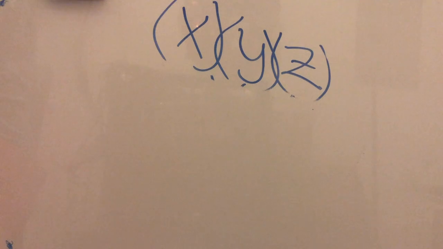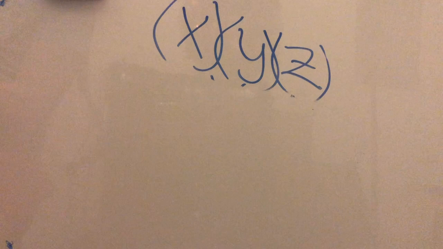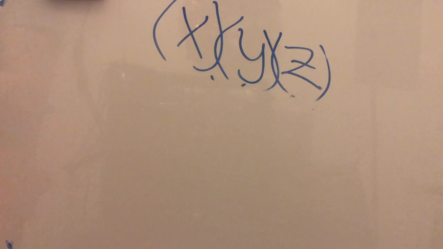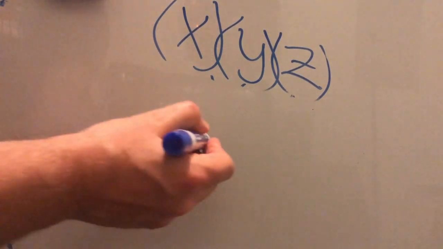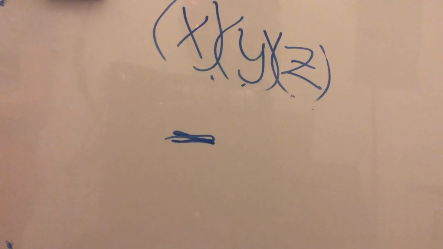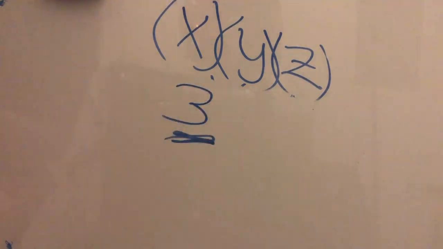Okay, let's go to the third example. It says we have the arrangements of A, B, C, and if each of the letters can be repeated, how many arrangements would I have? We're still using this X, Y, Z pattern. For the first slot, what can fit there? A can fit there, B can fit there, and C can fit there. So how many different possibilities? 3.